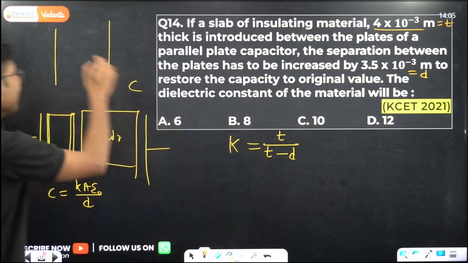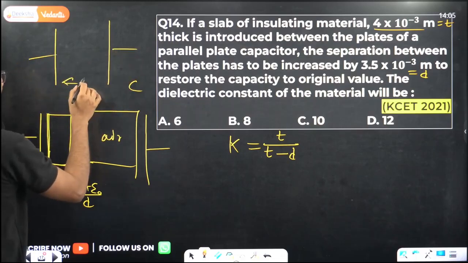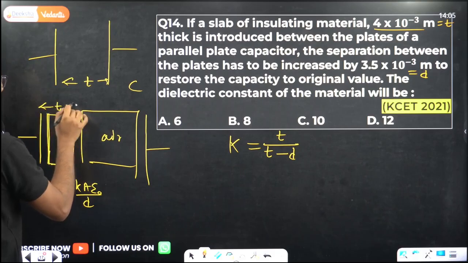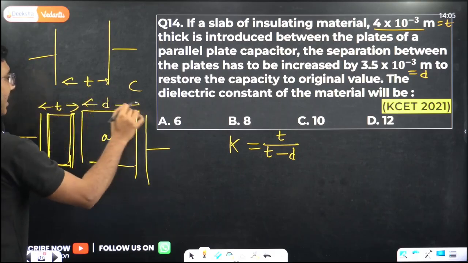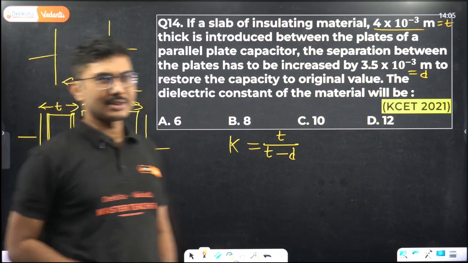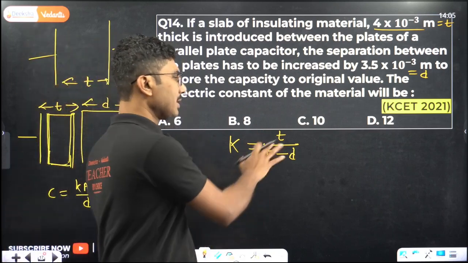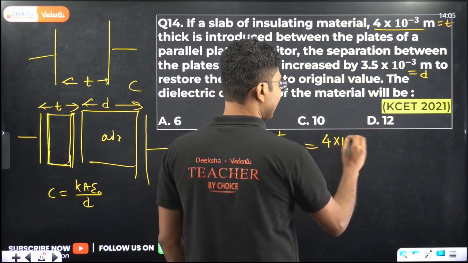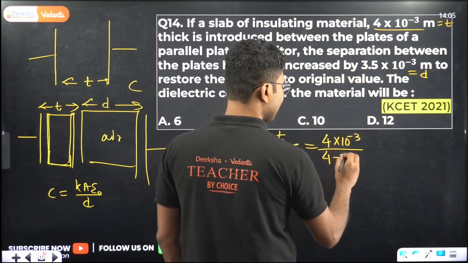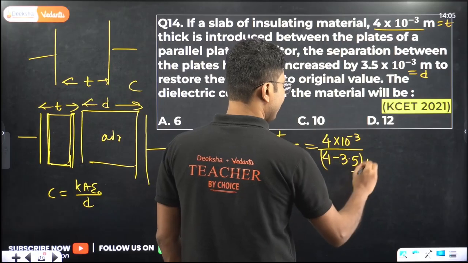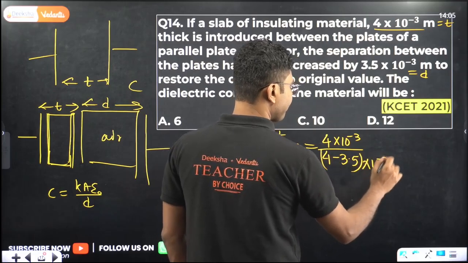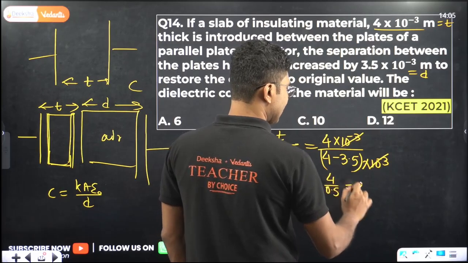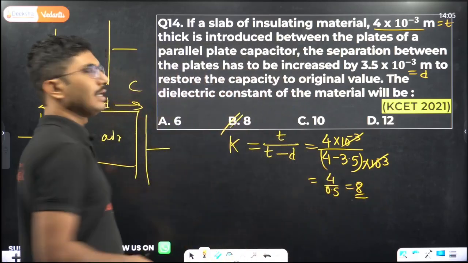The derivation is basically you assume that the initial thickness was, say, T, you fill the entire thickness with dielectric medium and you increase the distance by D. What is the equivalent capacitance for this combination? That is tricky and long, but if you remember this formula, you can solve it in one line. So 4 into 10 to the power of minus 3 divided by 4 minus 3.5 into 10 to the power of minus 3, common for both of them. So this cancels and you get 4 by 0.5, that is 8. So the dielectric constant of the medium is 8.